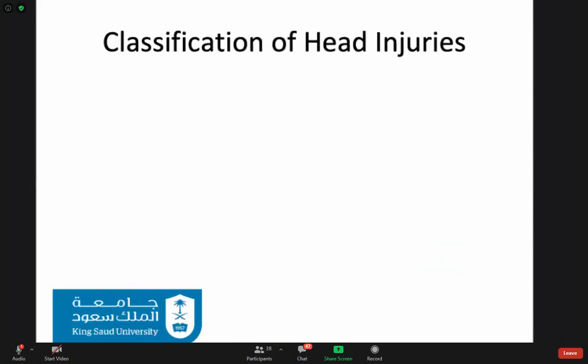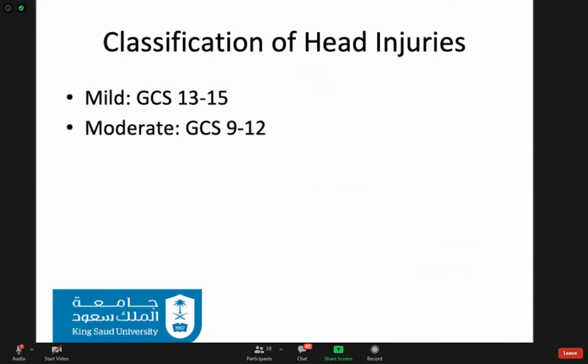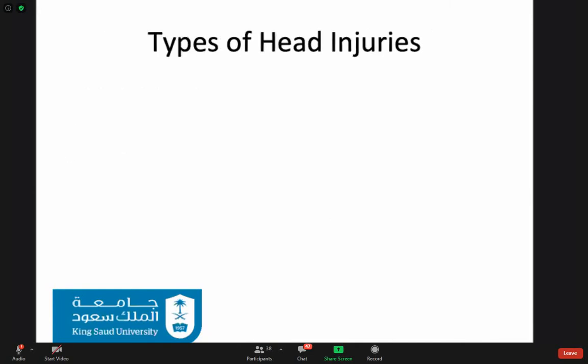So what's the classification of head injuries? We have mild, which is a GCS of 13 to 15. We have moderate, which is a GCS of 9 to 12. And then we have severe, which is a GCS of 8 or less. Okay? So how is this significant? It's just significant for the classification.